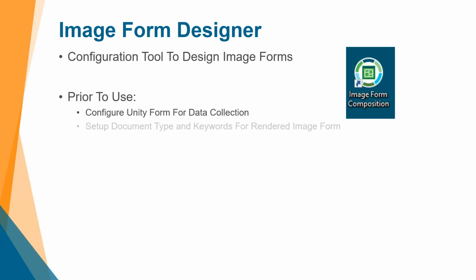Now, prior to actually going in here and using that image form composition, we have to have our Unity form set up. That makes sense, right? Because we're referencing all those fields like I mentioned before. But we also need to have a document type set up, as well as the keywords associated to it, for that rendered image form. We're going to store this in OnBase. We are going to be mapping that up through the process.